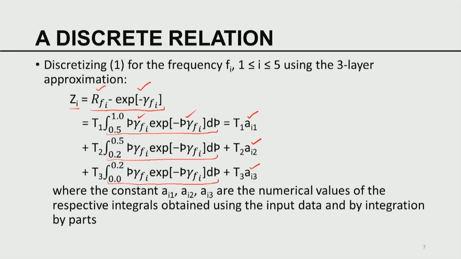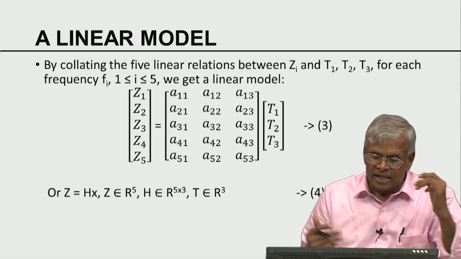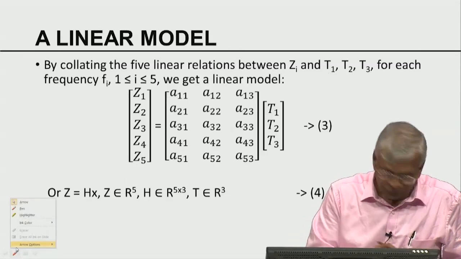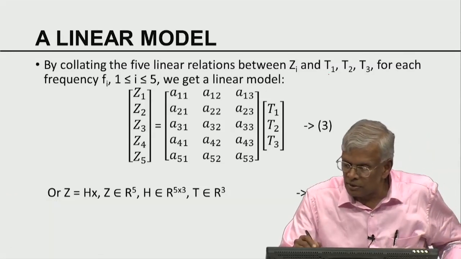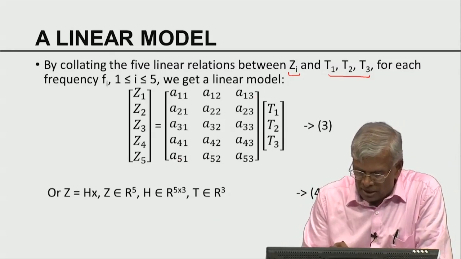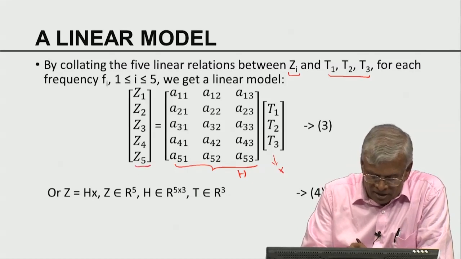So 5 channels, 3 layers. There are 3 unknowns and 5 equations. The number of channels is equal to the number of equations, and the number of layers is equal to the number of unknowns. The constants are simply numerical values of the respective integrals, and all of these can be calculated using the table. Therefore, by collating these 5 linear equations, T1, T2, T3 are the unknowns, the Zi's are knowns, and the Ai1, Ai2, Ai3 through A51, A52, A53 form the matrix H; this is the vector X, and that is the vector Z.